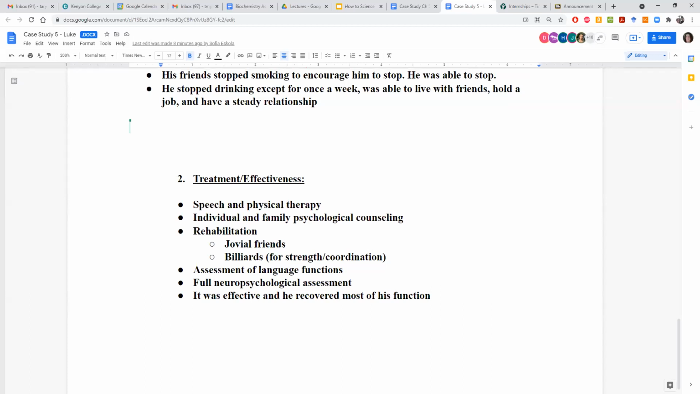His rehab, like we talked about before, was really contingent on the friends that he had and the support that he got from his family. They would try and make him laugh, and that was definitely effective in helping him recover. The billiards were also a key component for exercising his strength and coordination, which definitely helped regain most of his function. He had an assessment of language functions that we saw didn't really show any improvement because his levels weren't really that high beforehand. But at the end, he had the full neuropsychological assessment, and yeah, he was able to recover mostly.